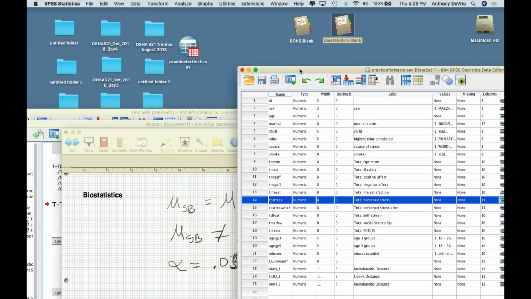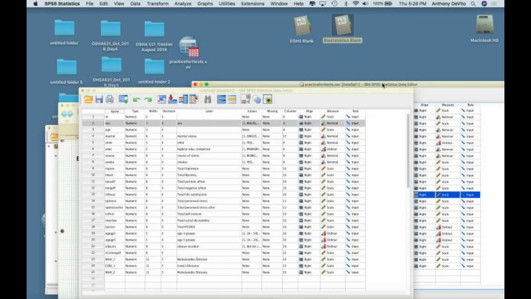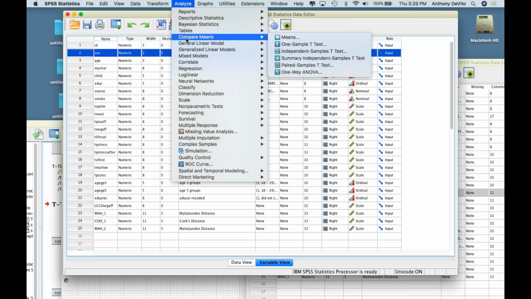So I'm going to come back to this, and that's the second version of it. Naturally, I went to the wrong one. Here we go. Okay, so here we are. I'm going to go to Analyze, then Compare Means, and there's the one-sample t-test, the independent-samples t-test, and I'm not worried about that one. Paired-samples t-test. I'm going to click on that.